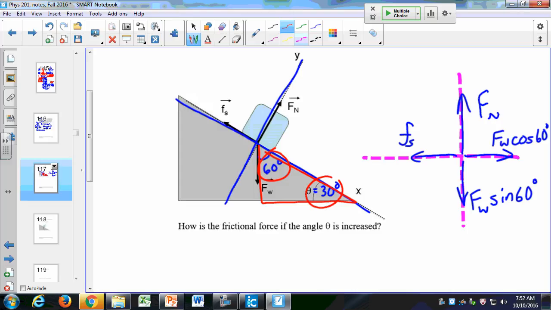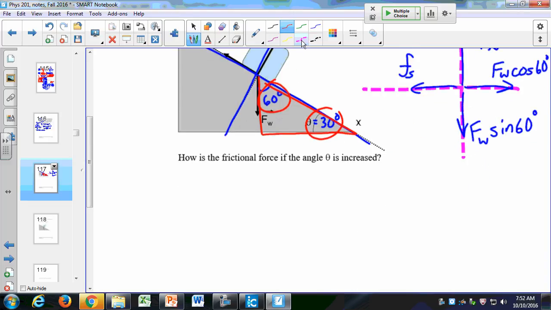So how is the frictional force affected? There are a couple things that happen that cause the frictional force to change. As I move this inclined plane up, as I increase the angle, two values will either increase or decrease. First of all, the x component of the force, Fwx. As theta increases, what happens to Fwx? Does it A, go up, or B, go down?